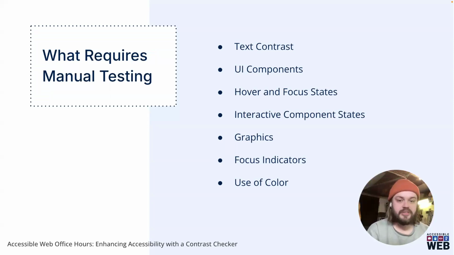Meaningful images and graphics must have a 3 to 1 contrast ratio. So that could be things like if you see a bar chart with a pattern to distinguish between different pieces of information on the bar chart, you should have good contrast ratio so people can see the differences between the different patterns on screen. Focus indicators, like I was saying before, custom focus indicators must be visible with a 3 to 1 contrast ratio, and of course, use of color, ensuring that color is not the only means of conveying information.